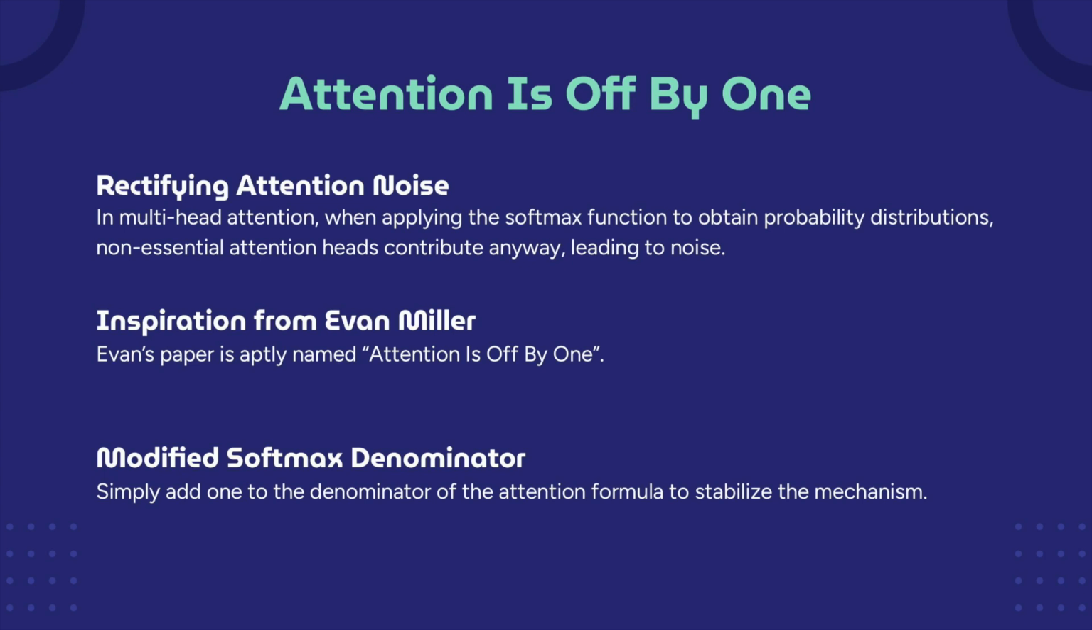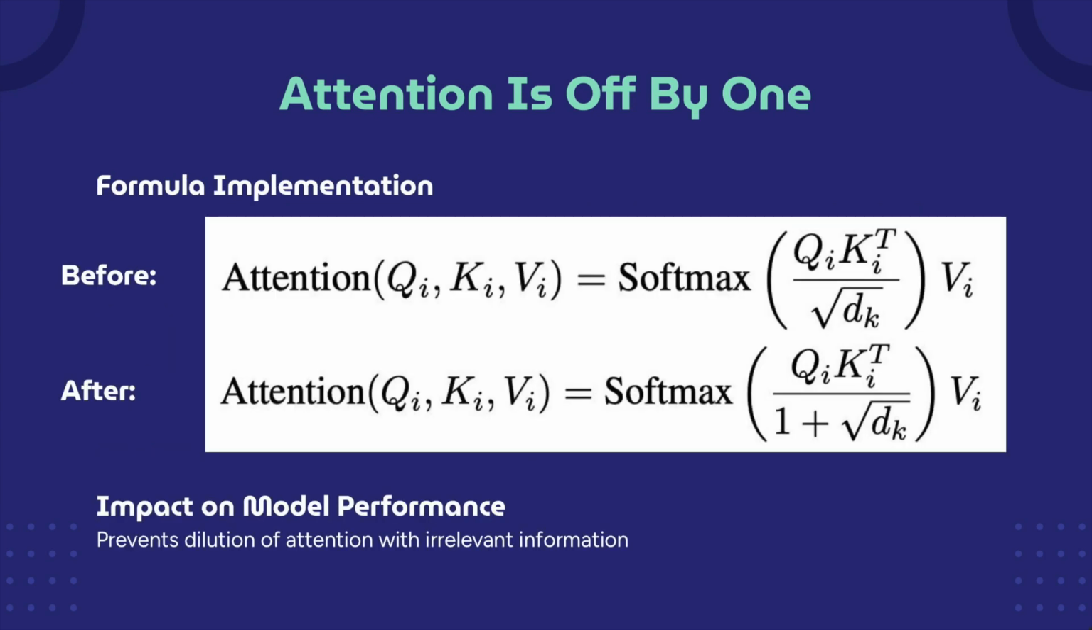By modifying the softmax function used in the attention calculation, DefectHunter adds 1 to the denominator, which helps in maintaining a positive derivative and ensures a bounded output, stabilizing the attention mechanism. Here is the change in the attention formula, which ensures that attention heads only add valuable information to the model's output. This small but crucial change significantly enhances the model's accuracy by preventing the dilution of attention with irrelevant information, leading to a more precise vulnerability detection process.